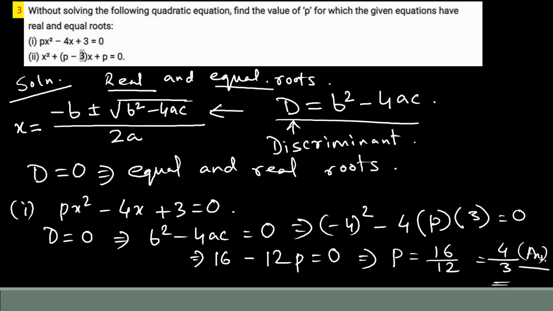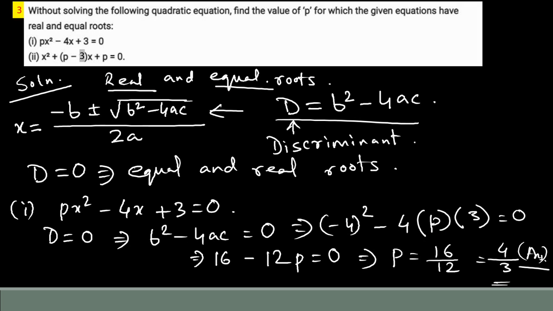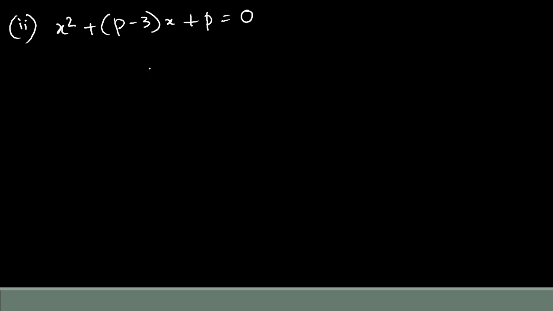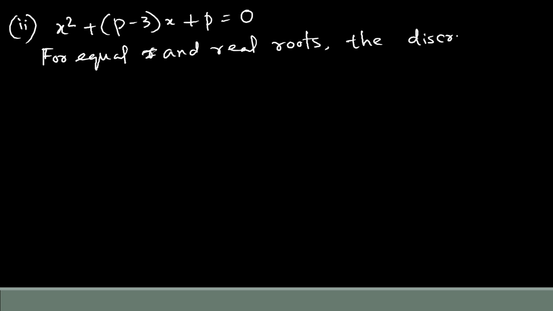Similar question, very similar to that. Let's do the other one. First you try it. It says x square plus (p minus 3)x plus p equals 0. x square plus (p minus 3)x plus p equals 0. Similarly here also, for equal and real roots, the discriminant of the quadratic equation should be 0.